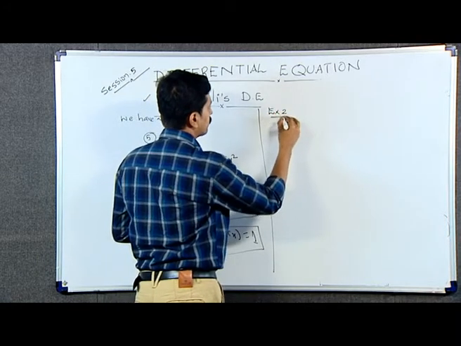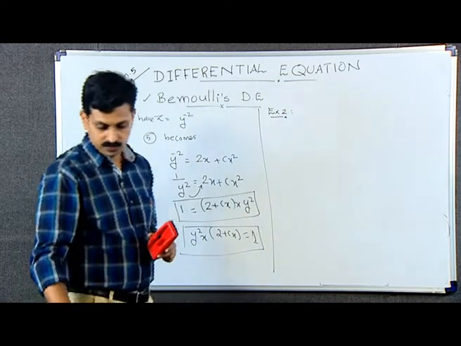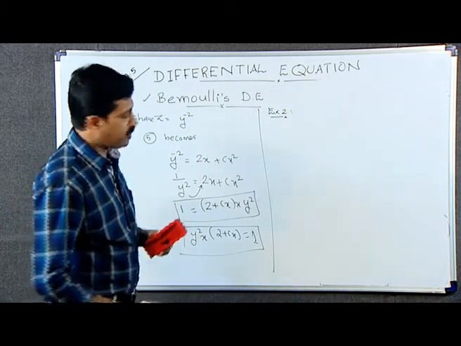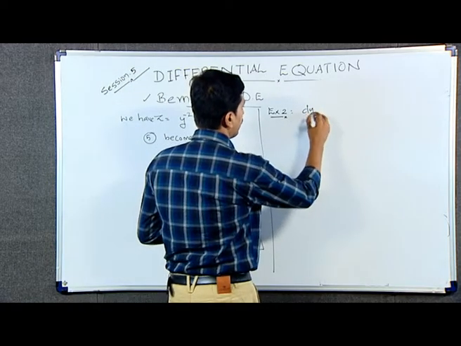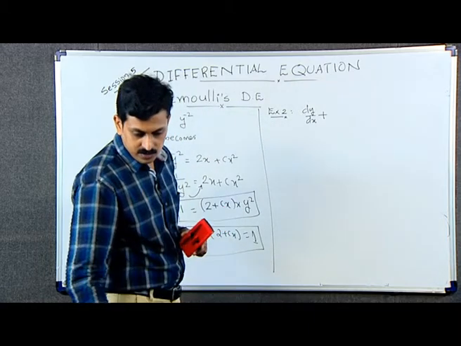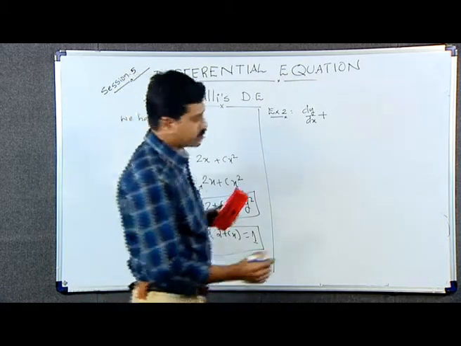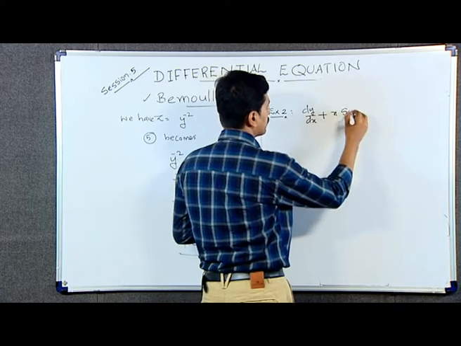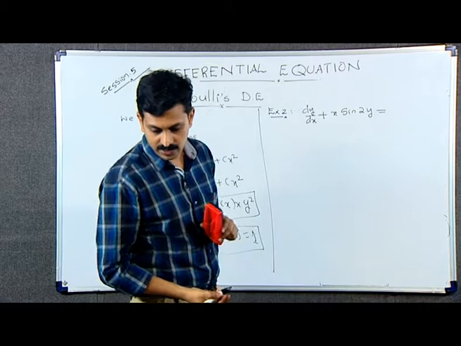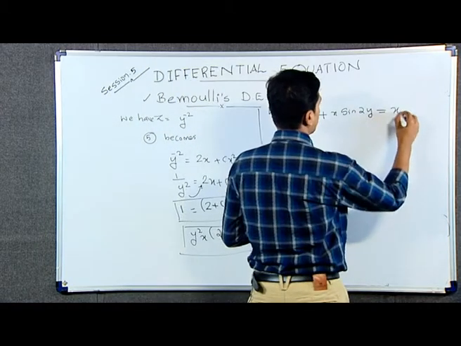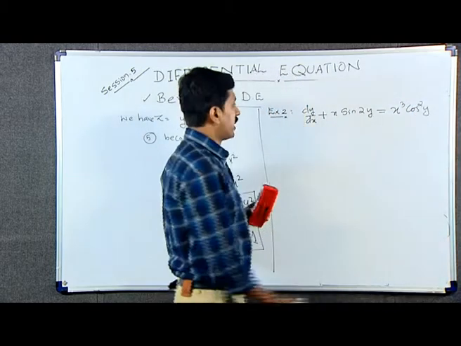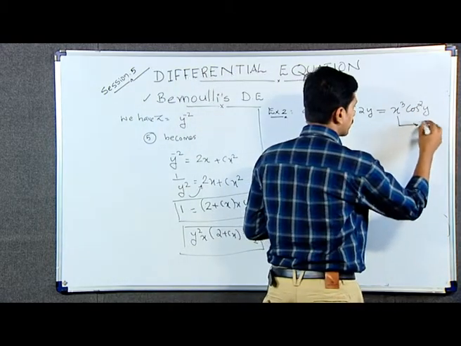Example 2. dy by dx plus x sin 2y is equal to x cube cos square y. I am taking this question as equation number 1.